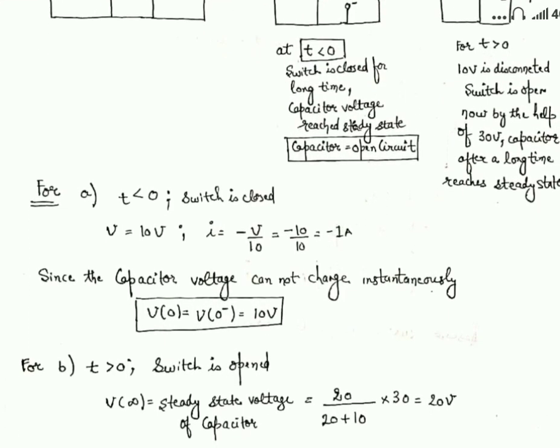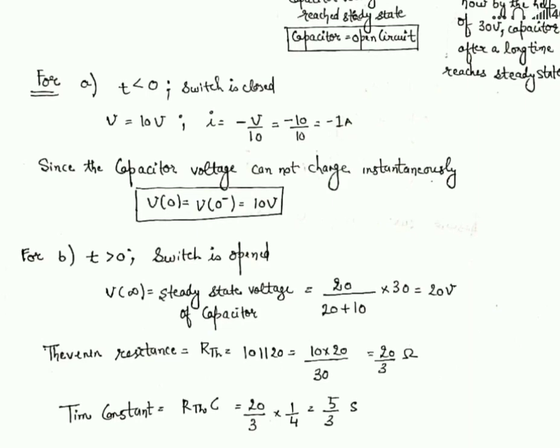So for figure A, for time t less than 0, the switch is closed. When the switch is closed for a long time, it is easy to say that V equals 10 volts, because the voltage across the capacitor terminal is parallel to the 10 volt battery. So the capacitor voltage is 10 volts, and likewise you can easily calculate the current.